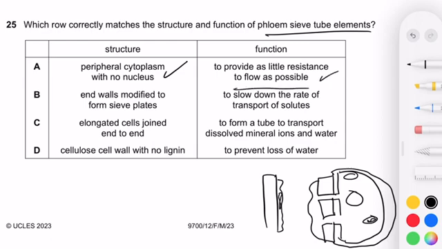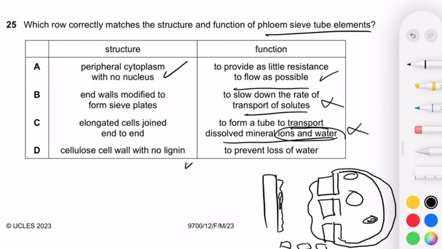That is also right. End walls are modified to form sieve plates. It is a down rate of transport of solutes. Actually, no, in order to reduce the resistance and to allow the continuous flow of the solutes. And elongated cells join end to end, sure thing, why not, and form a tube to transport dissolved mineral ions in water. The function here is wrong. This is the function of the xylem vessel element.